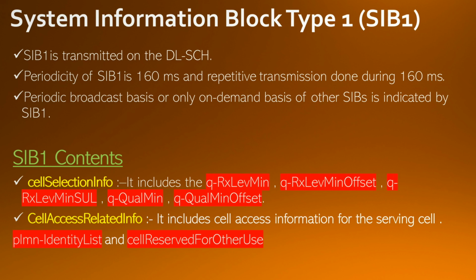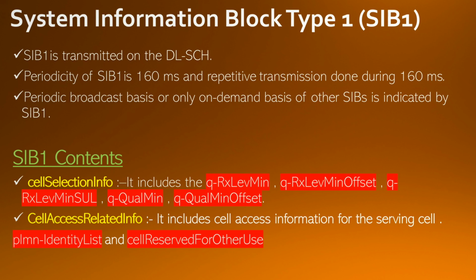Qrxlevminoffset is basically an offset defined. Qrxlevmin SUL: if the UE supports the SUL frequency for this particular cell, then only Qrxlevmin is obtained from this field. The next parameter is Qqualmin, which indicates the minimum required received RSRQ level, and Qqualminoffset is the offset added to the signaled value of Qqualmin.